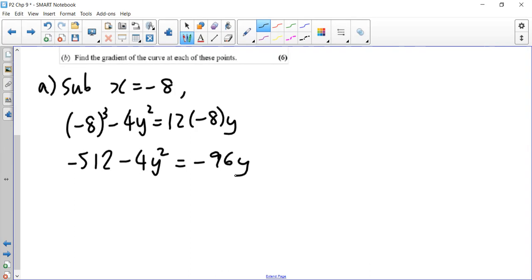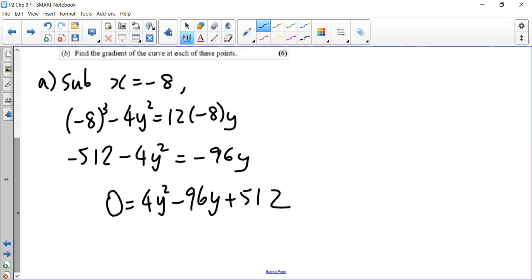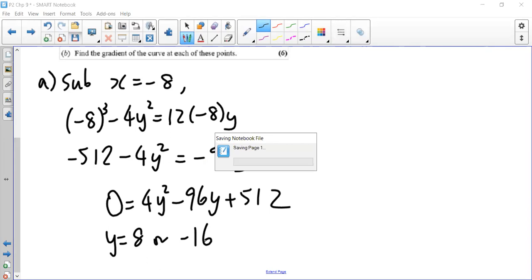This becomes a quadratic. I'm going to bring everything over to one side. So 0 equals 4y squared minus 96y plus 512. I plug it in the calculator and let it solve it for me. I get y equals 8 and 16. Oops, sorry, 8 and 16. So, right.